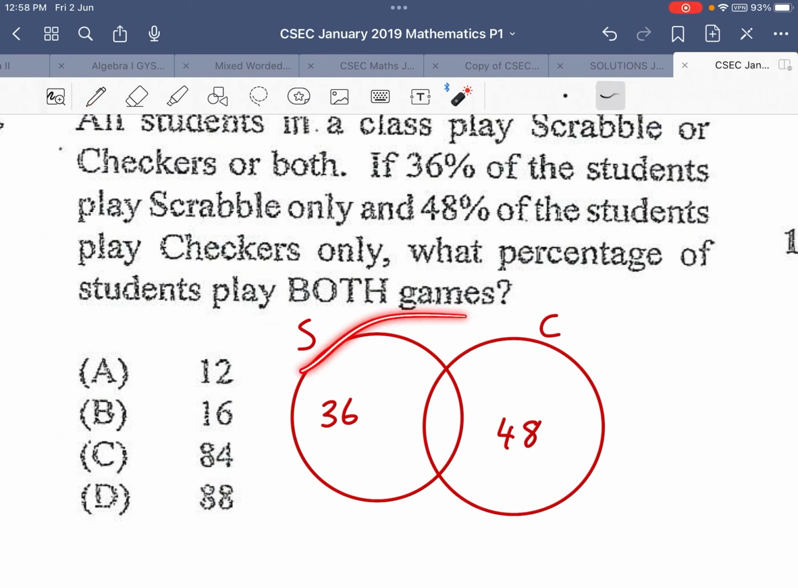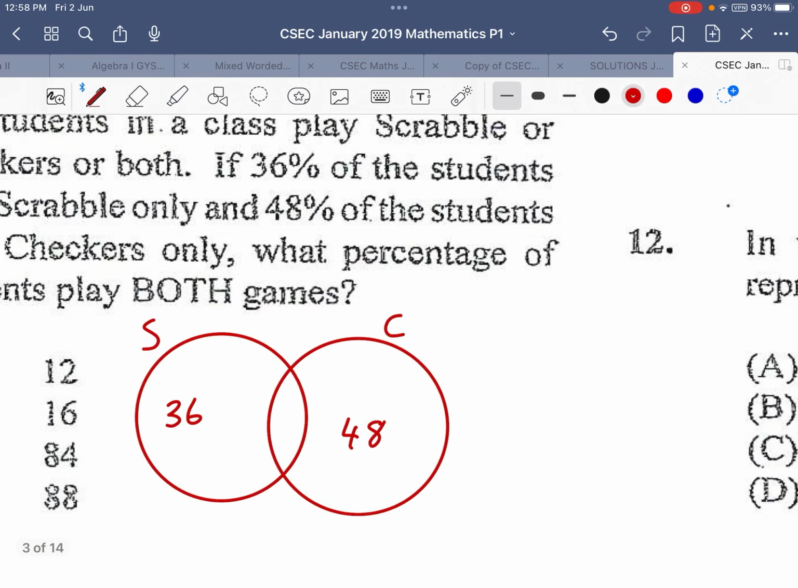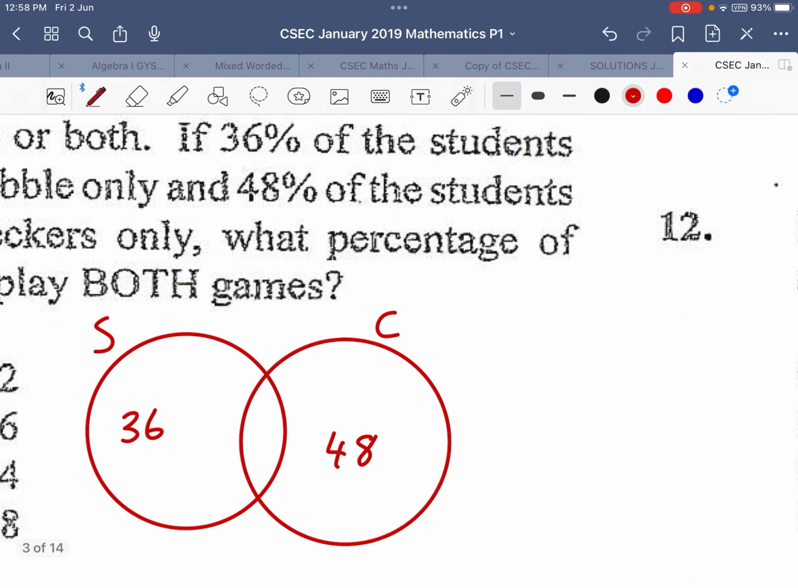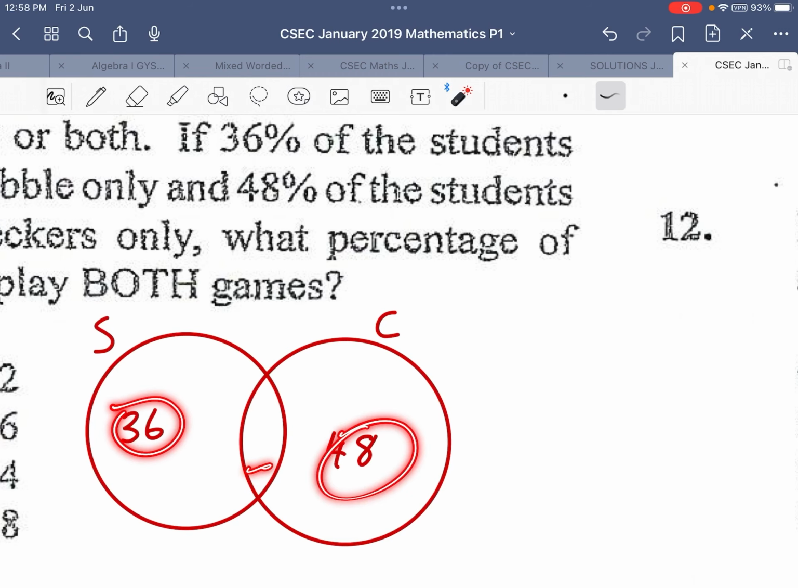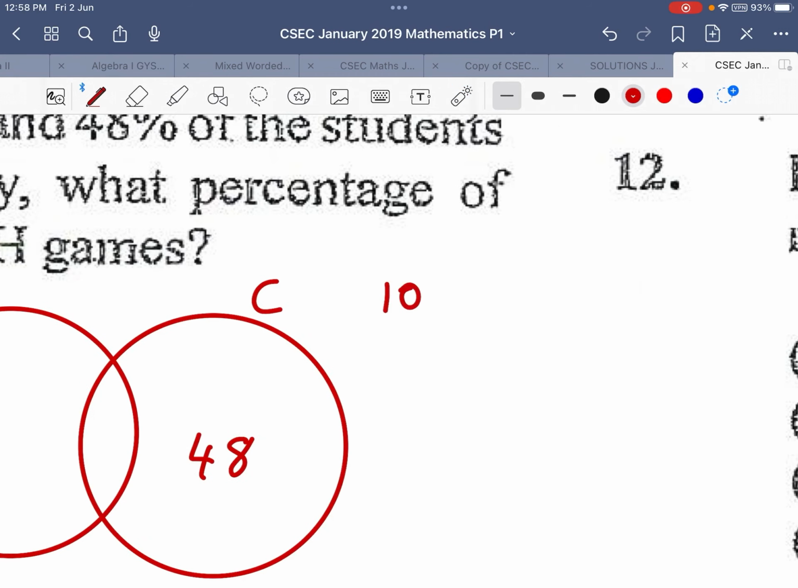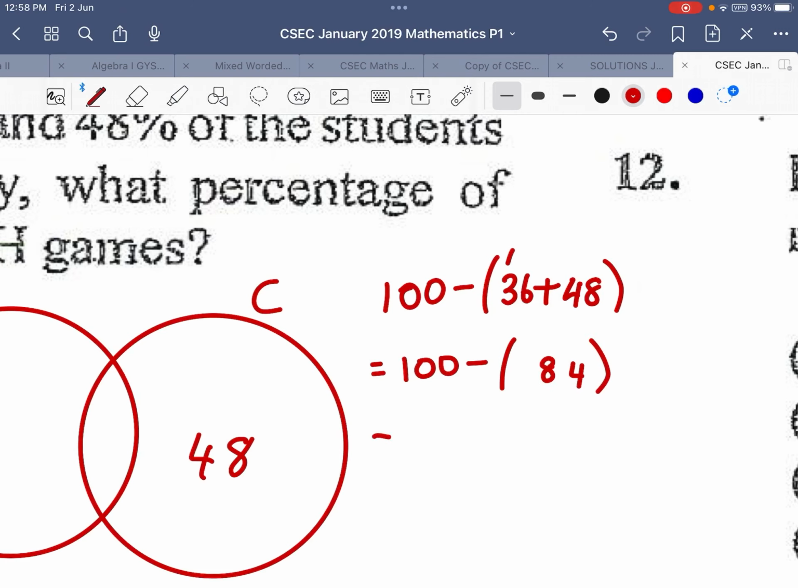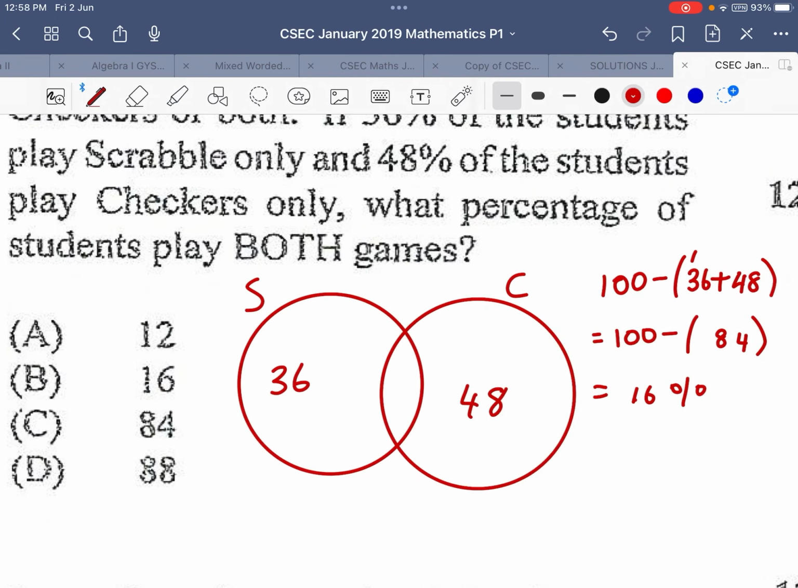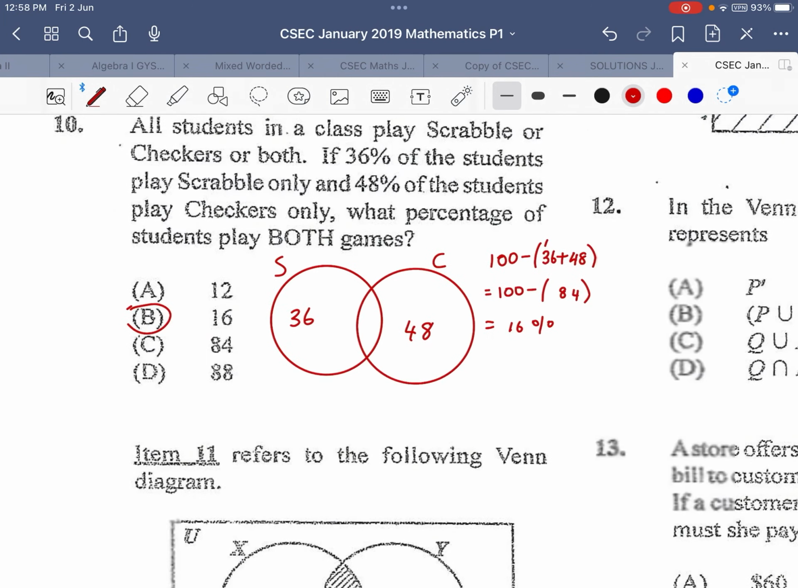So all of the students lie within here, so the rest of the students must lie in the intersection. So that means that the intersection will have to be the number that makes this total 100. So how we're going to do that is we're going to find 100 minus 36 plus 48. 6 plus 8 is 14. 3 plus 4 is 7, and 1 is 8. So 100 minus 84, which is 16%. And that's it, that's B.